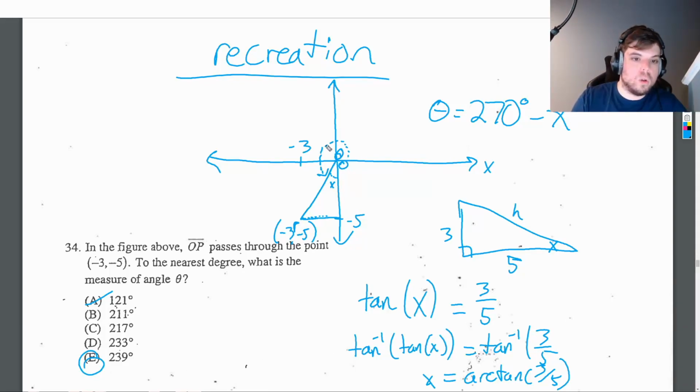270 being the whole way around, 3/4 of the plane, and then minus away whatever that x was, since we found out that x was 30.96, then there we go. Yeah, hopefully that makes sense. Yay!